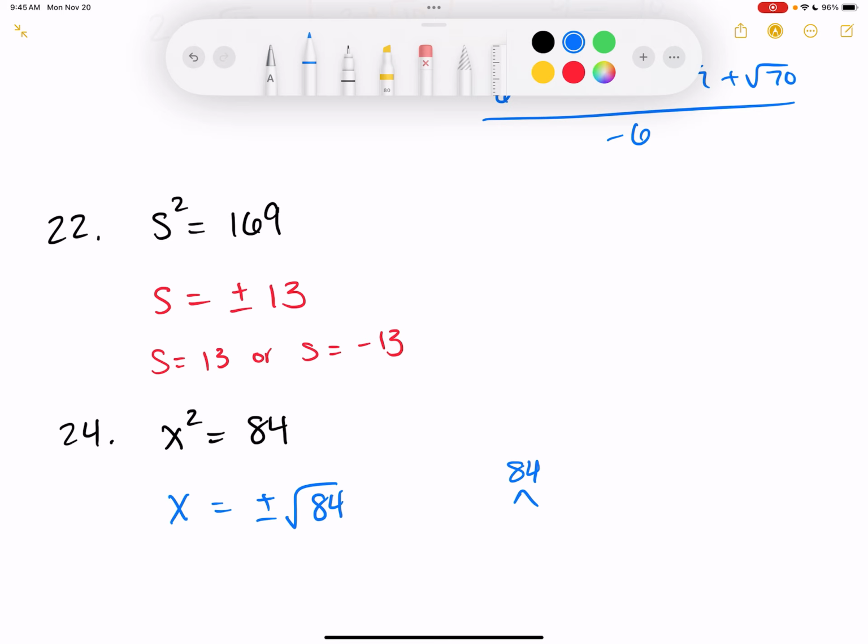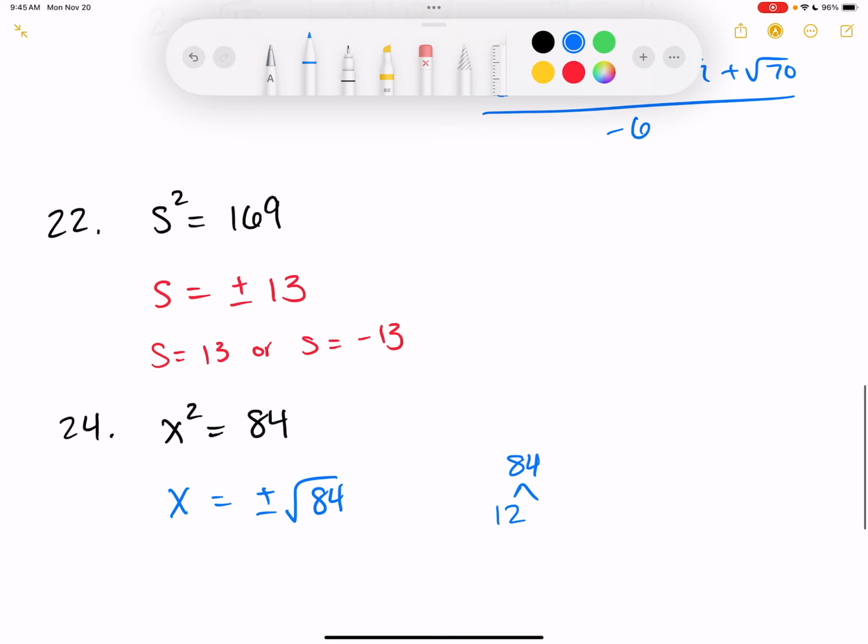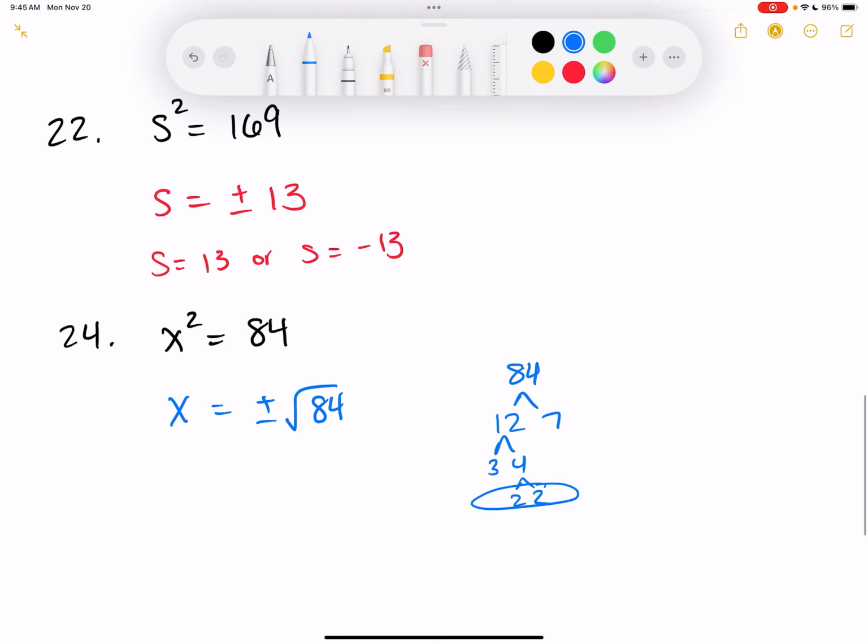What can I break it into? What'd you say? 7? Did you say 6 or 7? Okay, I heard you wrong. I was like, 12 and 6 doesn't work. 12 and 7. 12 breaks into 4 and 3, and then 4 is 2 and 2. So that means I can take out a 2 and be left with 21 inside. So x is equal to plus or minus 2 root 21. All right.